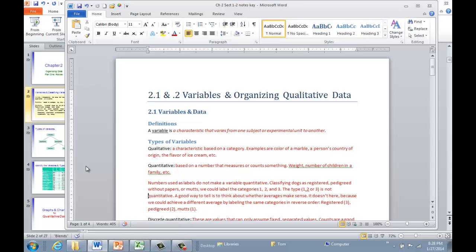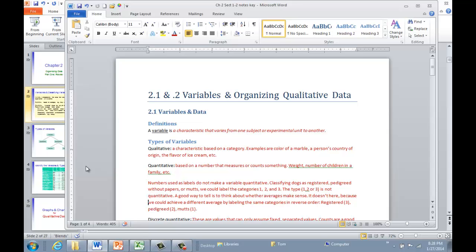A good way to tell that is to think about whether the averages make any sense without the context of knowing that the categories are labeled 1, 2, and 3. Suppose we got an average of 2.3 for the type of dog. Does that mean anything if you don't have this extra information of the first category being 1, the second being 2, and the third being 3?